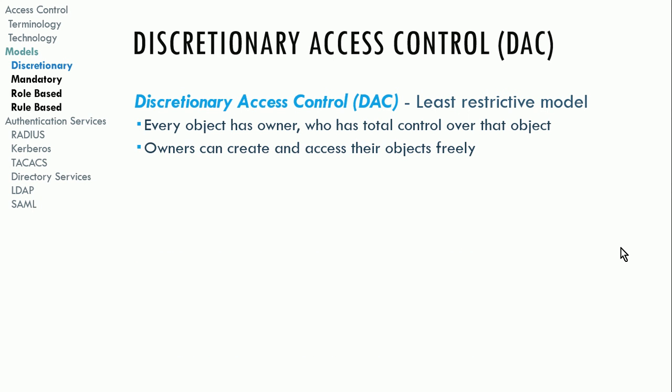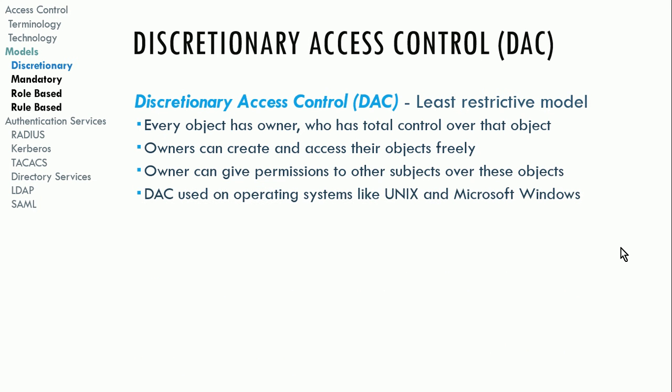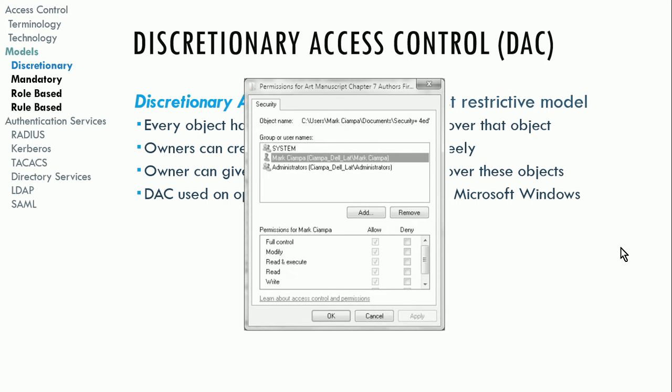So the owners can create and access their objects freely. An owner can give permission to other users over those objects. And of course, it's used, as I said, in Microsoft Windows and Unix and Linux and so forth. By default, they use that, although you can modify Unix and Linux to be a little bit more secure and use some of the other models that we're going to talk about. So there's the window that you probably are familiar with in Microsoft Windows, where you can change permissions on a file, and you can grant access to read, write, modify.